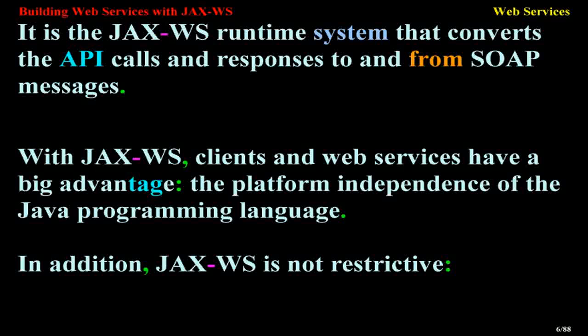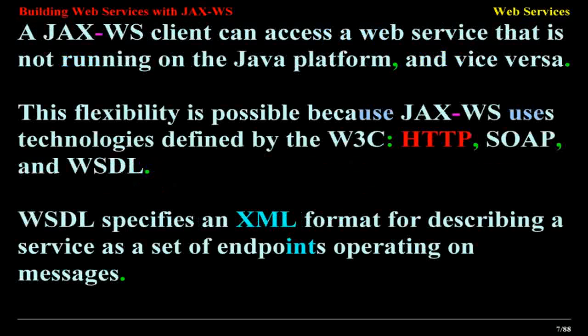With JAX-WS, clients and web services have a big advantage: the platform independence of the Java programming language. In addition, JAX-WS is not restrictive. A JAX-WS client can access a web service that is not running on the Java platform, and vice versa. This flexibility is possible because JAX-WS uses technologies defined by the W3C: HTTP, SOAP, and WSDL. WSDL specifies an XML format for describing a service as a set of endpoints operating on messages.